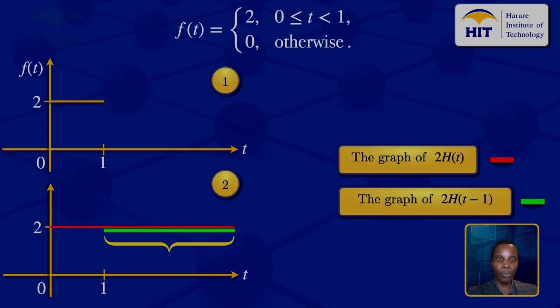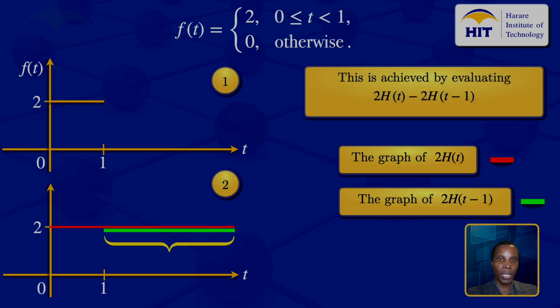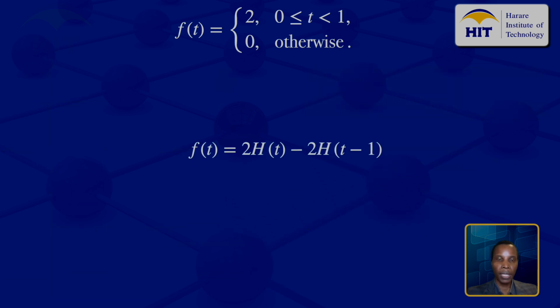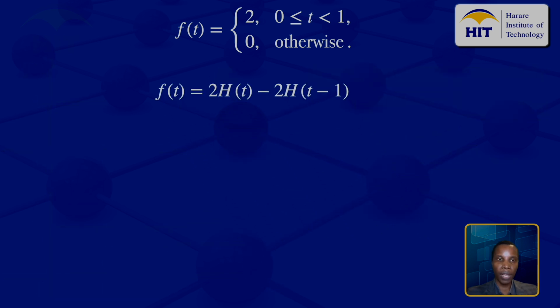In other words, we achieve this by evaluating 2h of t minus 2h of t minus 1. That is the one that will give us the f of t in graph number 1. So f of t is equal to 2h of t minus 2h of t minus 1. That's our f of t in terms of the Heaviside function. And then we go on and take Laplace transforms.